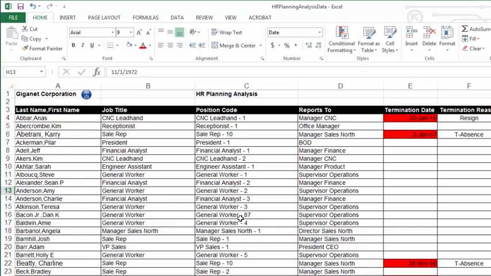So I'll explain that. For example, if a job title is president, president dash one means that that's the first person occupying the job president. So there's only one position for the job title president. But if you look at CNC lead hand, this person, Anas Abar, is CNC lead hand 1. But you'll also get to this person here who's CNC lead hand 2. So these are individual positions occupying the same job. And if you have 10 people who are CNC lead hands, you'd go all the way up to CNC lead hand 10.